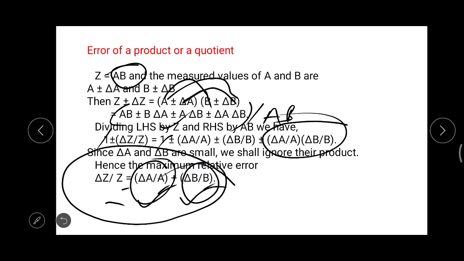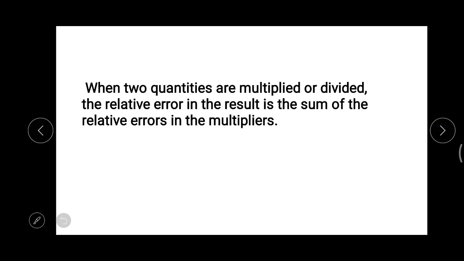So is this much clear regarding the product or quotient, how to recognize the error? When two quantities are multiplied or divided, the relative error in the result is the sum of the relative errors in the multipliers or dividers. Whichever values we are using, the sum of the relative errors of the individual values will be equal to the relative error of the resultant.